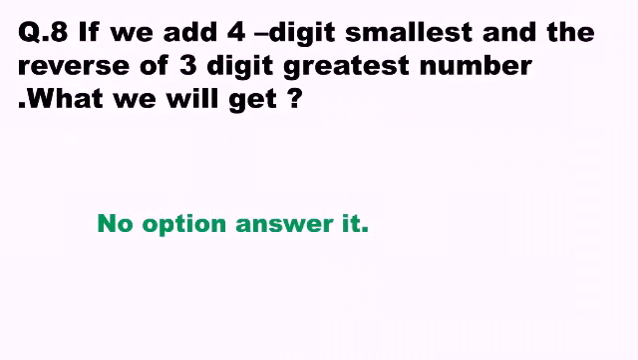Let's read the 8th question. If we add the 4-digit smallest number and the reverse of the 3-digit greatest number, what will we get? See, the question is a little bit different from the previous few questions. What is the 4-digit smallest number? You know that. And what is the 3-digit greatest number? You also know that. First of all you have to write the 3-digit greatest number, then reverse it, and then add it with the 4-digit smallest number. Then you will get the answer.